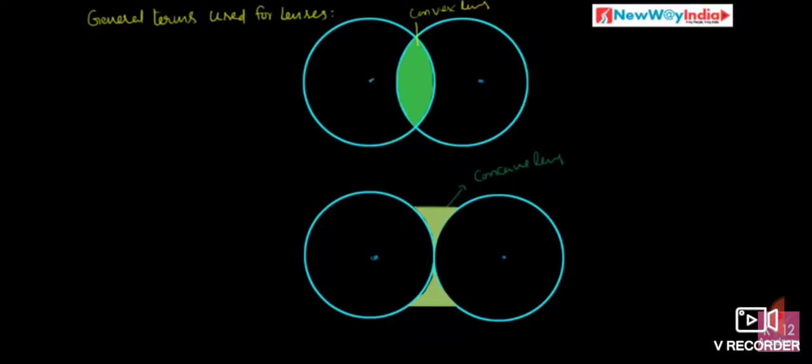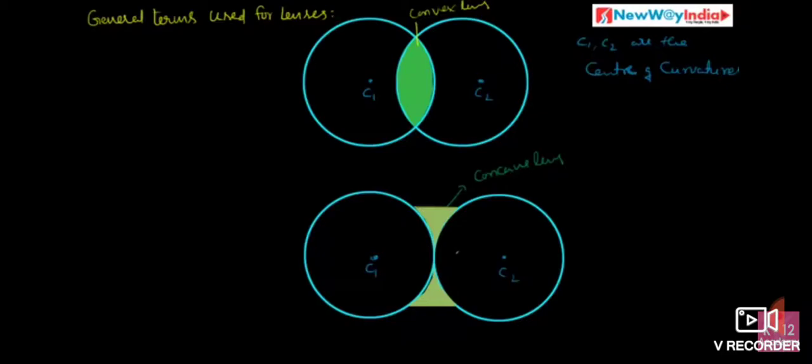Therefore, the center of the hollow sphere becomes the center of curvature of the convex lens. Here also, this is the center of curvature of the convex lens. So here these are C1 and C2, the centers of curvature of the hollow sphere. In the same way, the concave lens has centers of curvature C1 and C2. These two are the centers of curvature.